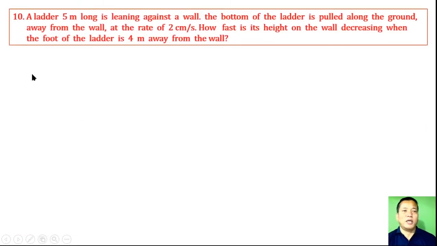Question number 10. A ladder 5 meter long is leaning against a wall. The bottom of the ladder is pulled along the ground away from the wall at the rate of 2 cm per second.